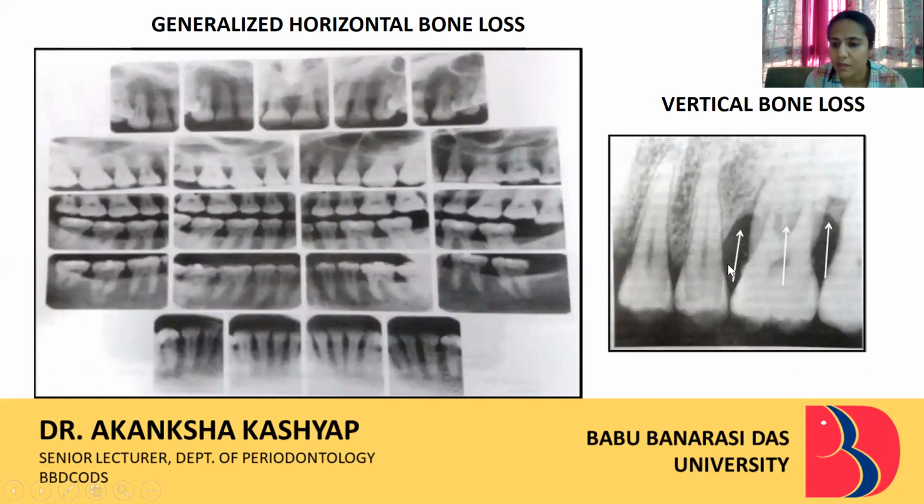But when there is bone loss and the crest of the interdental septum is at an angle to the long axis of the tooth, you can see that the crest is at an angle to the long axis. So this is angular or vertical bone loss.